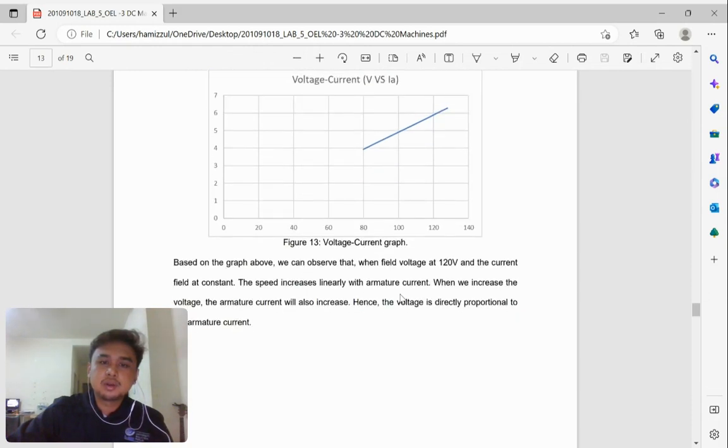Based on the graph, we can observe that when the field voltage is constant at 120 volt, the speed increases linearly with the armature current. When we increase the voltage, the armature current will also increase. Hence, the voltage is directly proportional to the armature current.